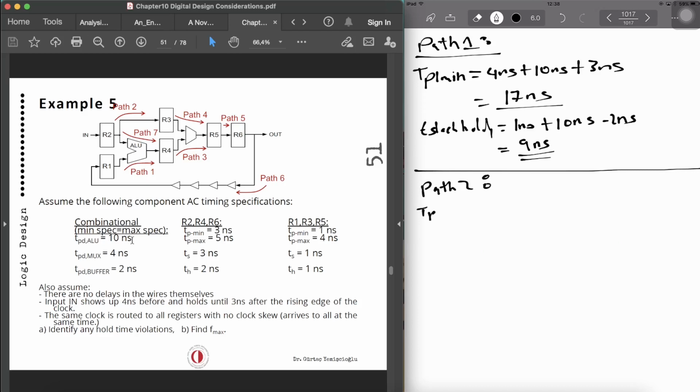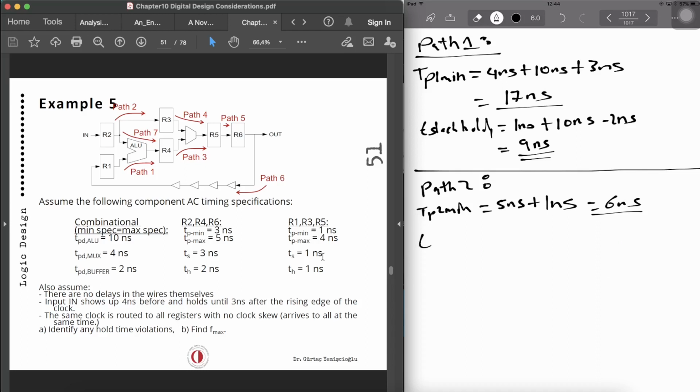So TP 2 min. Path 2 is from R2 to R3. R2 TP max is 5, plus we don't have any combinational logic. R3 setup time is 1 nanosecond, which is going to give us 6 nanoseconds.